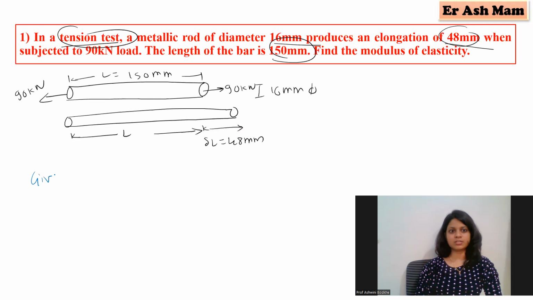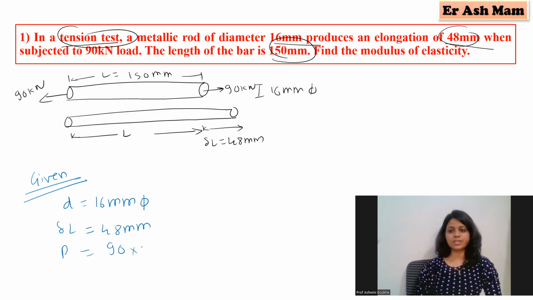First, what is given? Diameter D equal to 16 mm. Second, elongation is given, that is delta L, 48 mm. Next, load P is 90 kilonewton, that is 90 into 10 raised to 3 newton. Length of bar L equal to 150 mm is given. We have to find E, Young's modulus.